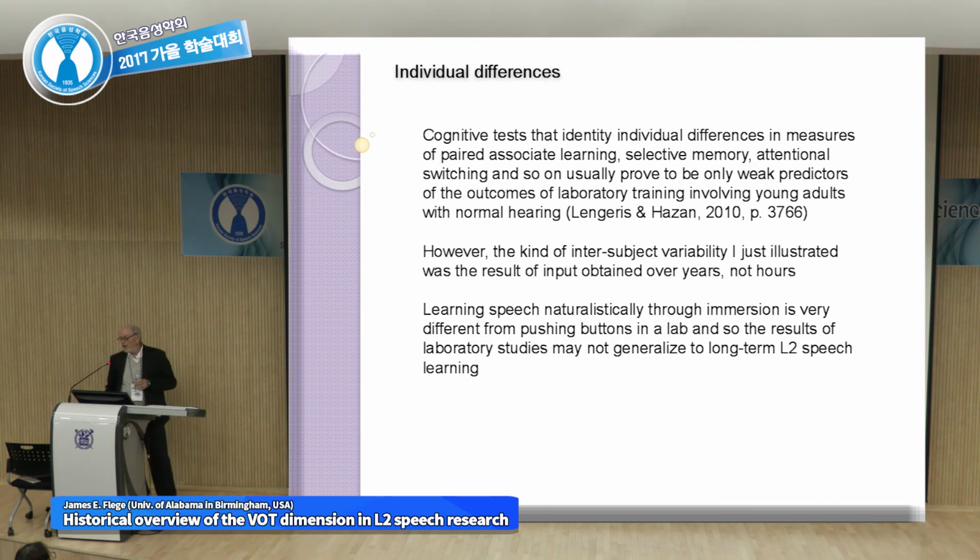Cognitive tests that identify individual differences in measures of paired associate learning, selective memory, attentional switching, and so on, usually prove to be only weak predictors of the outcomes of laboratory training that involve young adults with normal hearing. However, the kind of inter-subject variability I just illustrated was the result of input obtained over years, not hours. Learning speech naturalistically through immersion is a very different process from pushing buttons in a lab, and so the results of laboratory training studies may not generalize to long-term L2 speech learning.